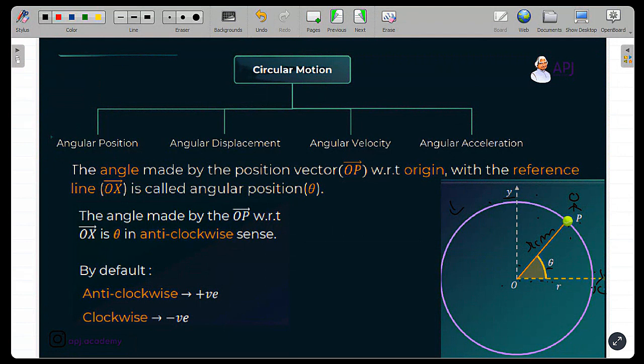ठीक है. So how do you define the position? You define the position that the person is standing at a point P, making an angle theta with the reference line OX, and this is its angular position. So this theta is the angular position. At what theta, how much theta he is standing. The angle made by OP with respect to OX is always measured in the anti-clockwise sense.